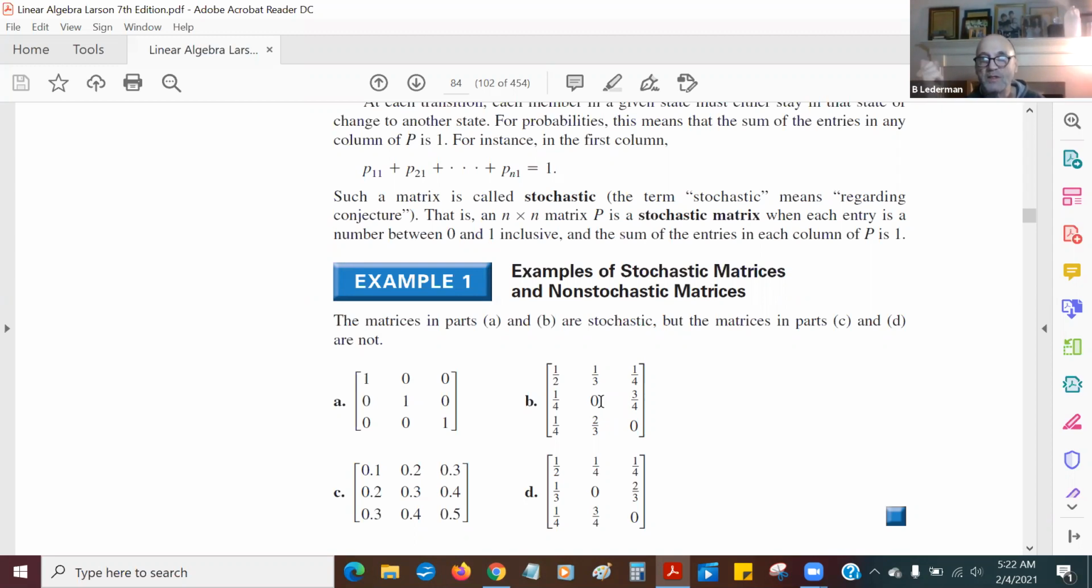And by the way, I'm talking about people, but it doesn't have to be people per se. These could be other things. It could be, I don't know, chemical reactions. I have no idea. I'm just saying it could be whatever.